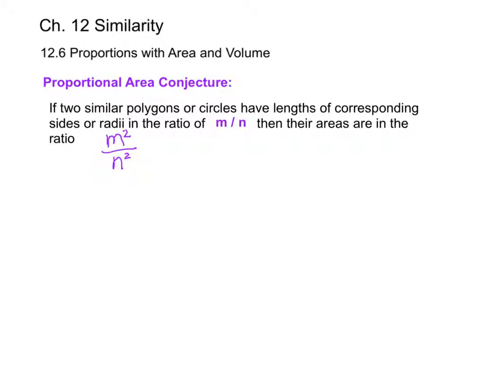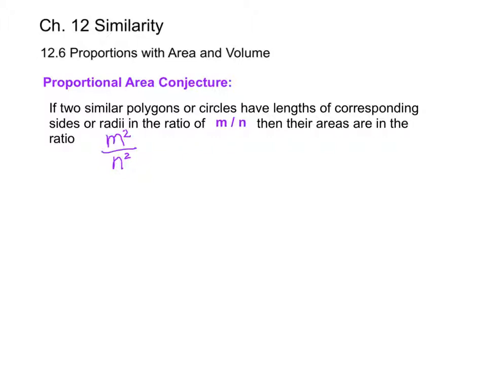So this video is going to continue chapter 12 of geometry. It's going to cover 12.6 to 12.7, and by the end of this video you should know about proportional area and proportional volume, as well as two more conjectures about proportionality.